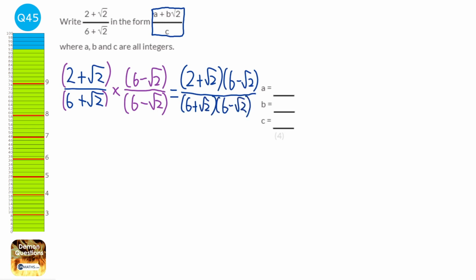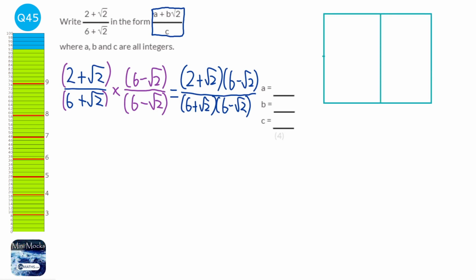Now, the reason why we do that is you'll see when we expand the bottom one, but I'm going to start with expanding the top one. And it doesn't really matter which method you take to expand it. I'm just going to use the grid method because it's a little bit clearer maybe. And so we've got 2 plus root 2, and we've got 6 minus root 2.